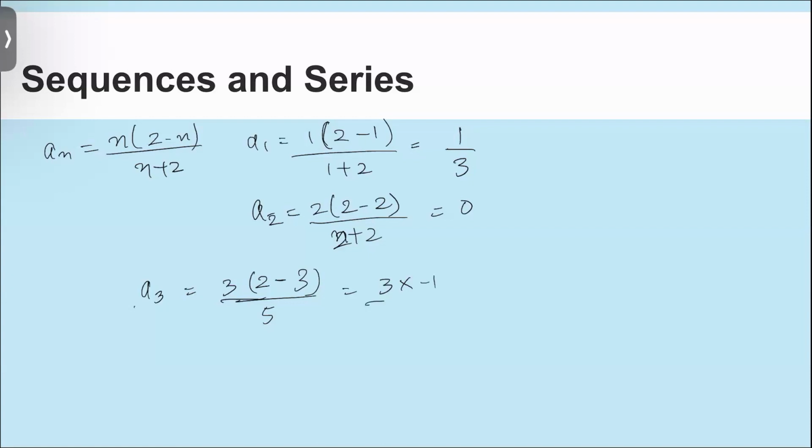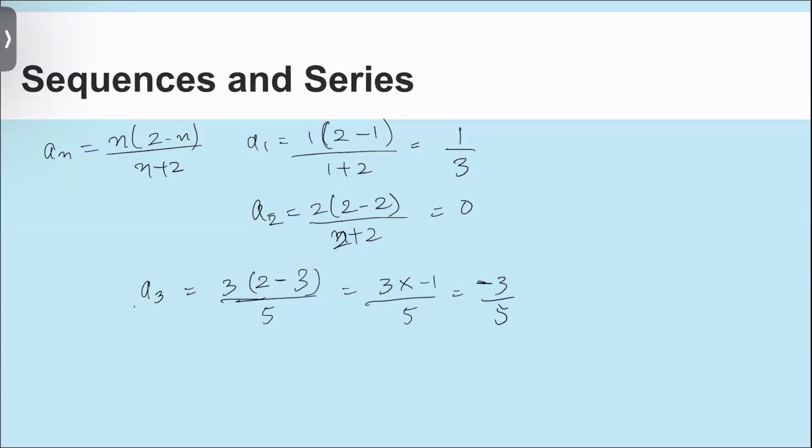This is minus 1 upon 5. So this is minus 3 upon 5. Okay, so any sort of common difference is, I think, difficult to find.